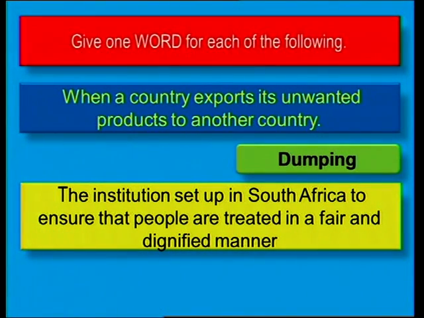Aha, this one is going to get them. The institution set up in South Africa to ensure that people are treated in a fair and dignified manner. Now again, learners, you need to look at the clues. The institution, so that gives you a clue. And then, what does this institution do? It ensures that people are treated in a fair and dignified manner.